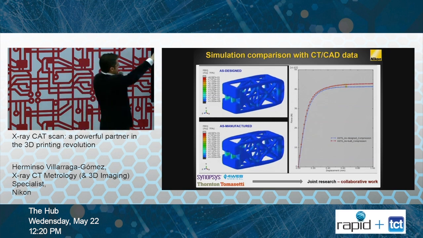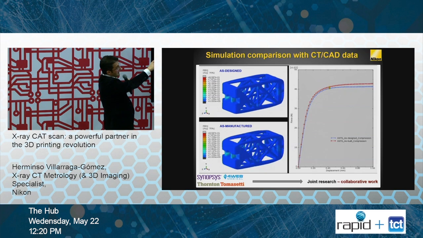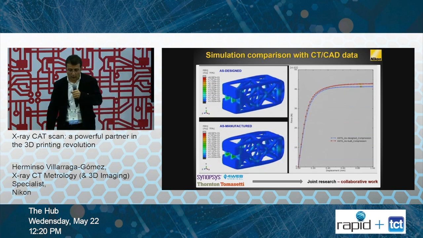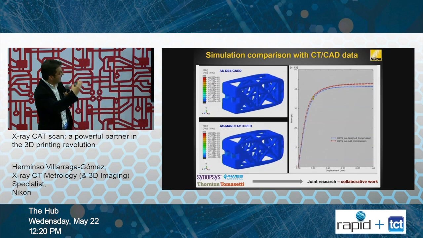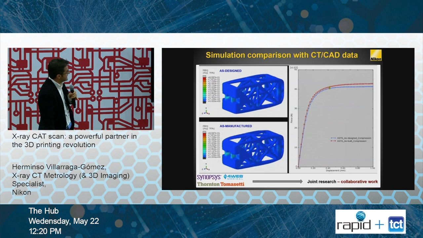So you have as designed and as manufactured, and you see there are some little bit of differences, although the trend or the behavior seems to be the same. So it means that the actual CT data can help us to get an insight of this kind of testing.